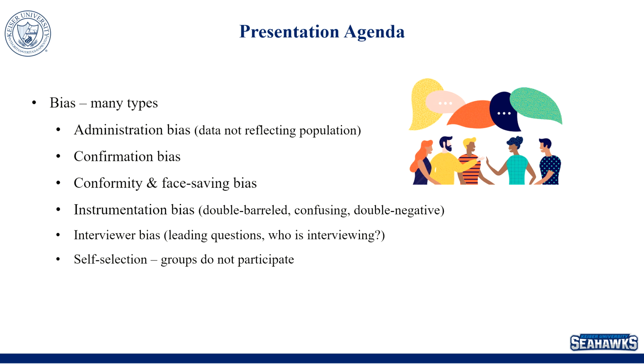And then face-saving bias would be where maybe they get embarrassed if they answer the item a certain way. So they want to save face, and they will respond a certain way, but it is not truthful, resulting in unreliable data.